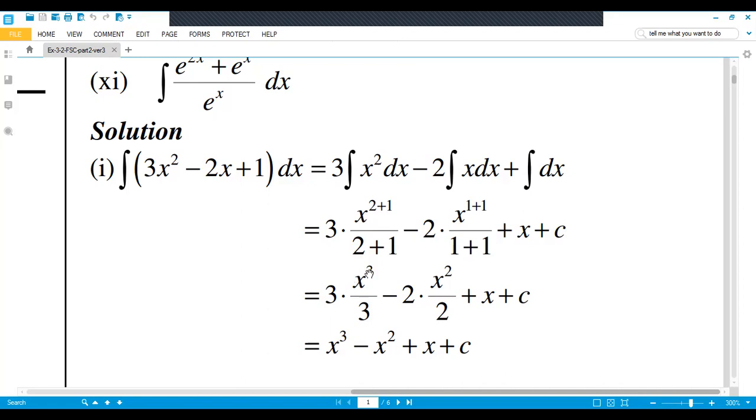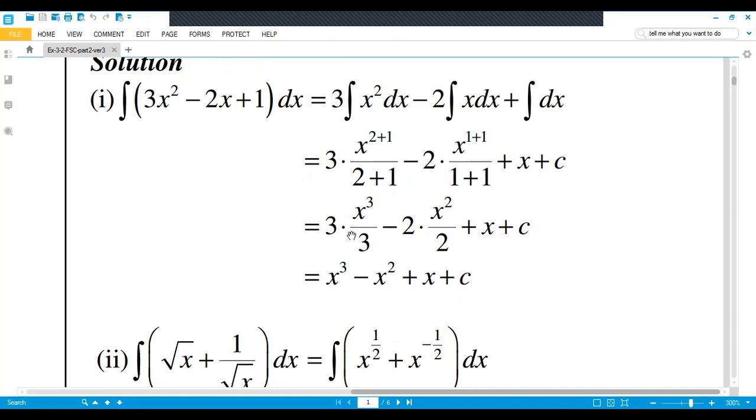Now x power 3 will come, 2 plus 1 is 3, and here x power 2 will come, 1 plus 1 is 2, and x as it is, and c is the constant of integration. It will come with each value which you integrate. This c is the constant of integration. When you integrate any value, this c will come with each.